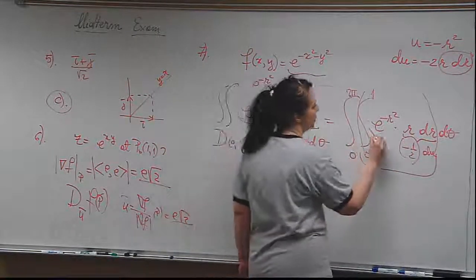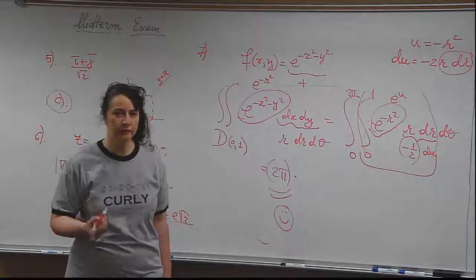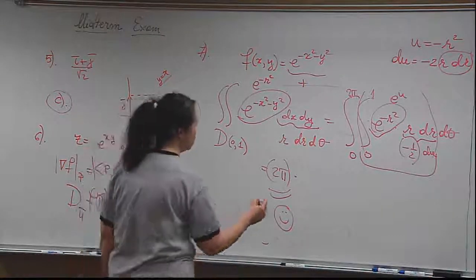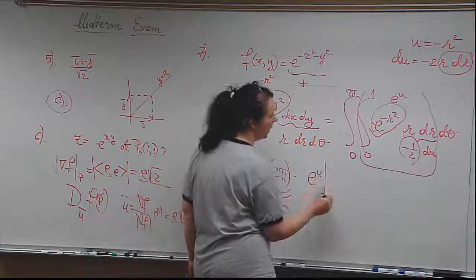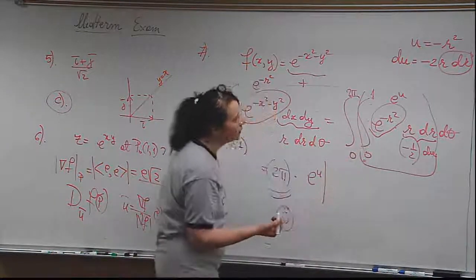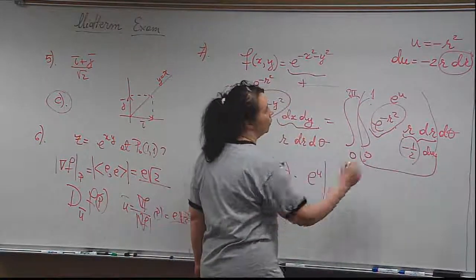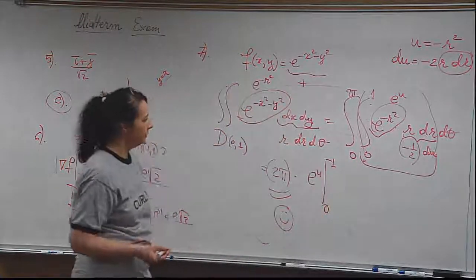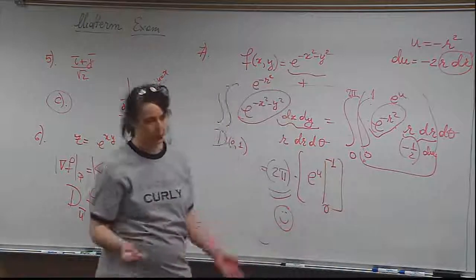This fellow is just e to the u, and he's a blessing because the antiderivative is e to the u. So e to the u, however, taken between what and what? Not 0 and 1, but when you have 0 here, you have 0 here. When you have 1, you have minus 1. So attention: you have to pay a little bit of attention, otherwise you get something that makes no sense.